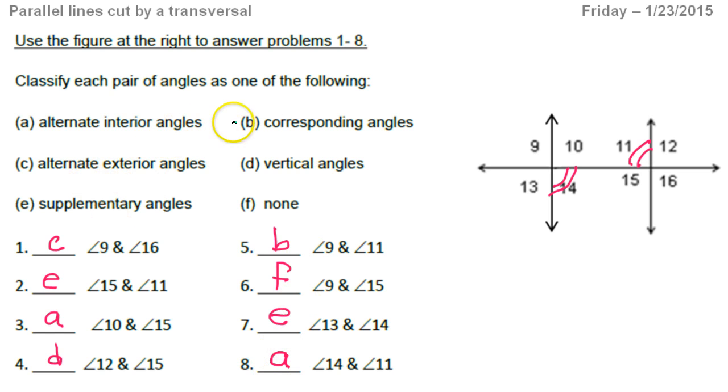Alright, seems like there was no choice for same side interior. That didn't come up, but I was waiting for them to say like 10 and 11. Those would be consecutive interior or same side interior. Anyway, it didn't happen. I'm going to have to let it go.